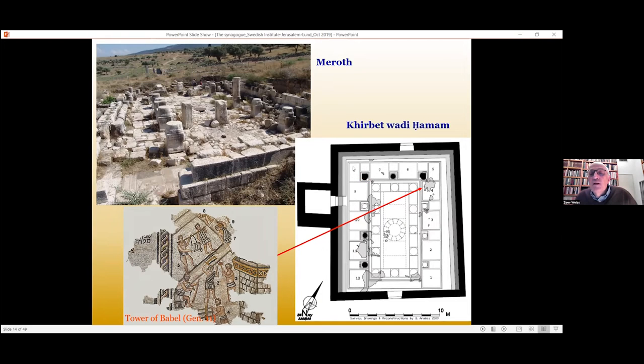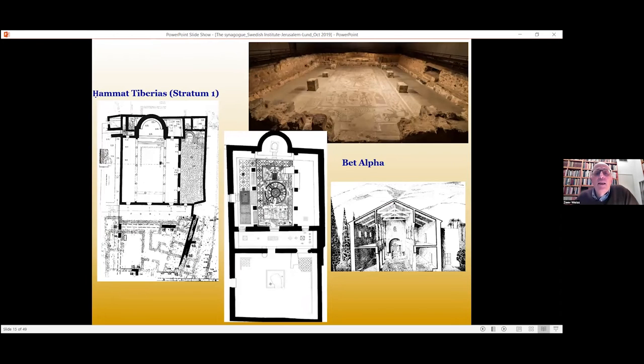But instead of stone pavers, there is a mosaic floor. And in the synagogue at Meroth, in Upper Galilee, the first phase and the first floor was mosaic, but then they decided to replace it with stone pavers. Now, another group of synagogues are those constructed mainly in the fifth and sixth century, influenced by the Christian basilica.